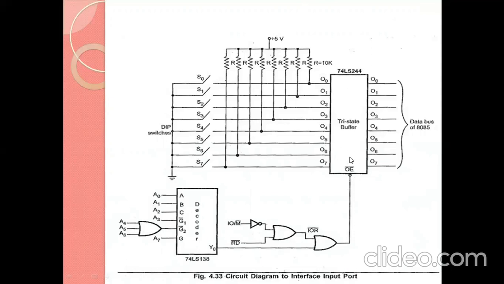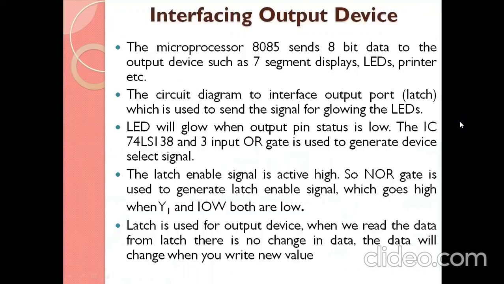Buffer activation signal is called OB. The other end is the data bus of the microprocessor. So if you give 001, 000 in the address, automatically A0 is 0, A1 is 0, A2 is 0. So Y0 is selected. When Y0 is selected, automatically the input port is enabled. So the input switch data is sent to the microprocessor. Next, we are going to see how to interface an output device.